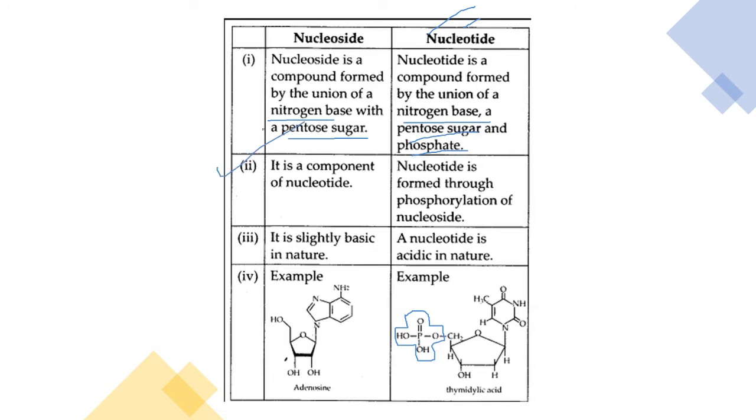So nucleoside has nitrogen base and pentose sugar, but if we add PO4 minus, that is the phosphate group, it is converted into a nucleotide. Nucleoside is the basic structure of nucleotide. The third difference is that nucleoside is slightly basic in nature and nucleotide is somewhat acidic in nature. An example is adenosine, and the nucleotide is thymidylic acid.